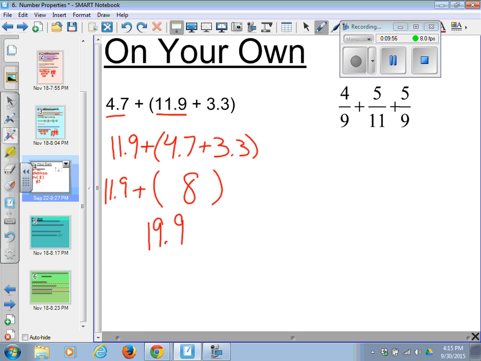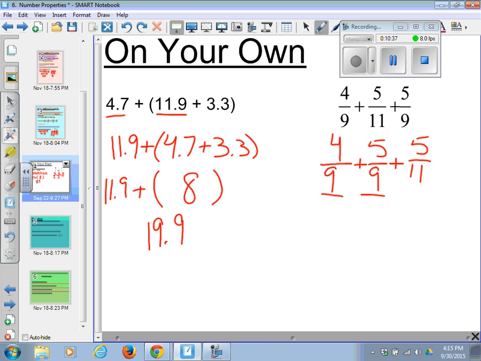Now let's go over to our next problem. We have 4/9 plus 5/11 plus 5/9. Using our commutative rule, I'll go ahead and change the order. I'll keep my 4/9. I'll go ahead and place 5/9 in the second spot, plus our 5/11. We already have a common denominator for these two, so I can add straight across there.